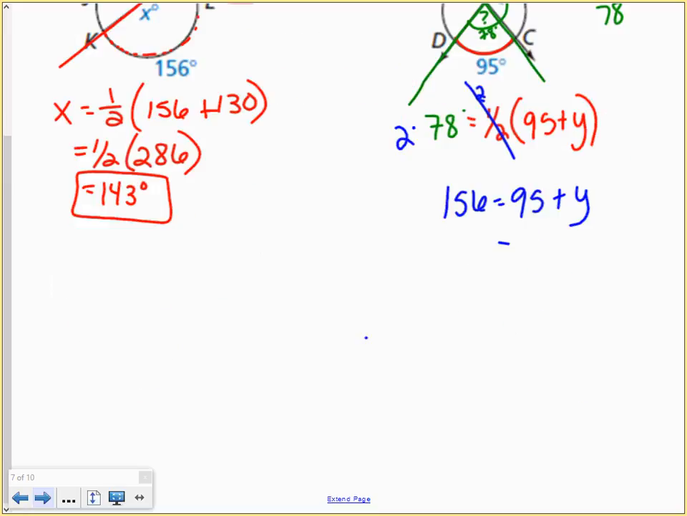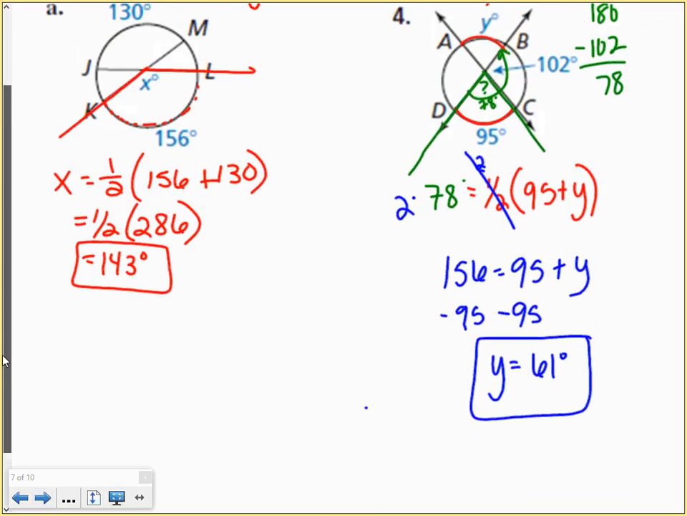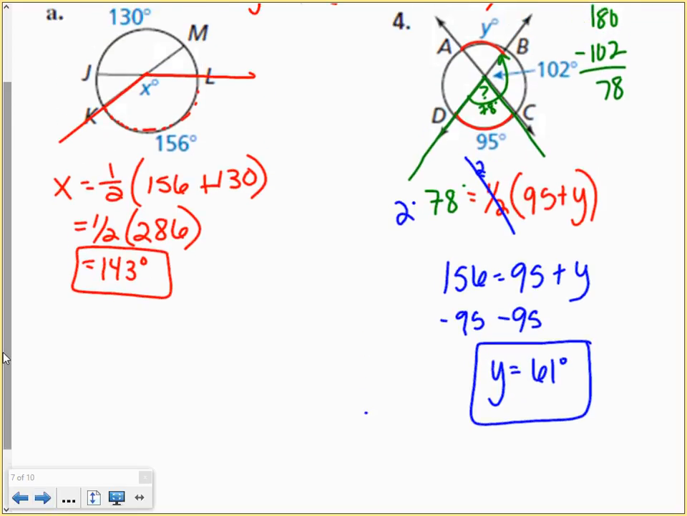And then our last step is to minus the 95 over. And what do I get for y? 61. When we multiply by 2, it cancels the 1/2. Questions on that one? Angle equals 1/2 the arcs added together.